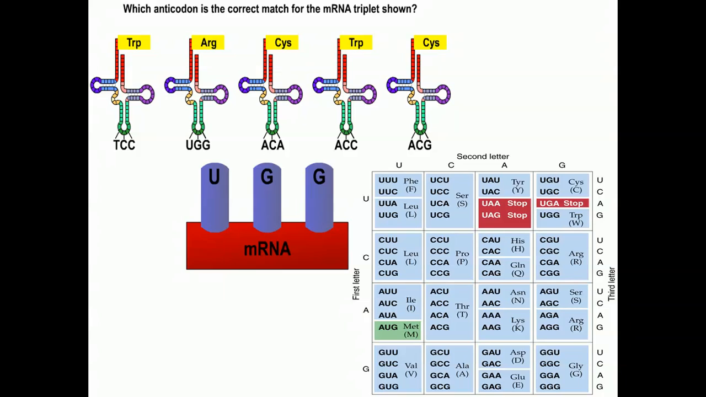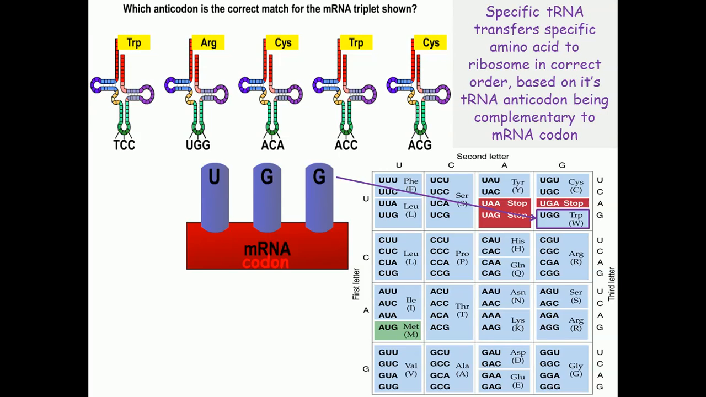So we can understand this using this example here. We've got our mRNA codon UGG, and that mRNA codon codes for the amino acid TRP. And as we said earlier, specific tRNA transfers specific amino acids to the ribosome in the correct order based on its tRNA anticodon being complementary to the mRNA codon. So that means that one of these tRNA molecules has to transfer the correct amino acid, which we know is TRP.